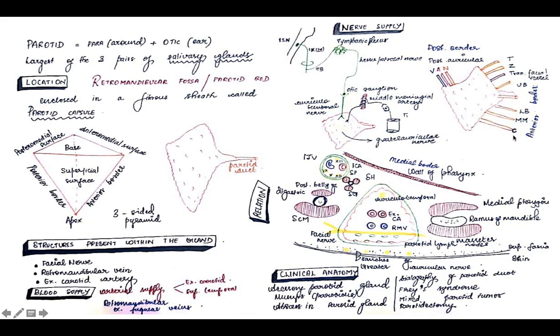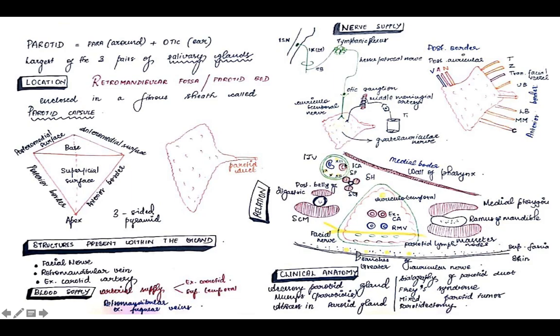These are the two diagrams which depict the relations. This is the posteromedial surface, this is the anteromedial surface, and this is the posteromedial surface. The anteromedial surface is related to the ramus of the mandible and the two muscles attached to it, that is the medial pterygoid and the masseter. On the posteromedial surface, we have the mastoid process, and sternocleidomastoid and posterior belly of digastric are the two muscles which are attached to the mastoid process. Then we have the styloid process. Stylopharyngeus, stylohyoid and styloglossus are the three muscles which are attached to the styloid process.